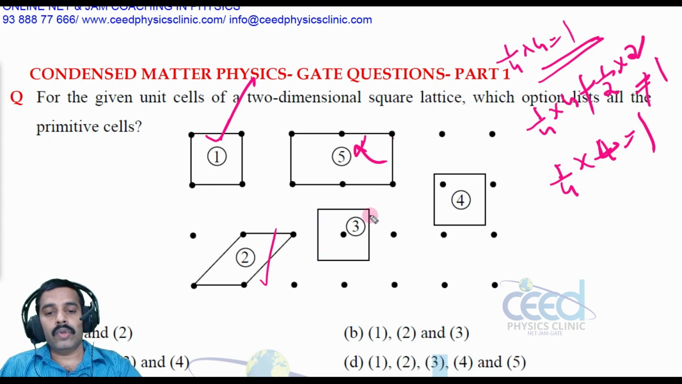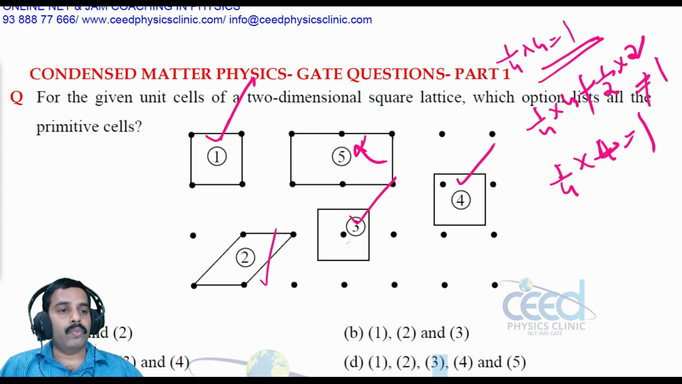And here also look into this, there are no atoms at the corners, but at the body center we have one atom, so the effective number is equal to 1, so this is also primitive. And here also, near one corner but inside, we have one atom, so the effective number of atoms is equal to 1, so this is also a primitive one. So which is the option? 1, 2, 3, 4, these all are representing primitive cells, and diagram number 5 is not representing a primitive cell.